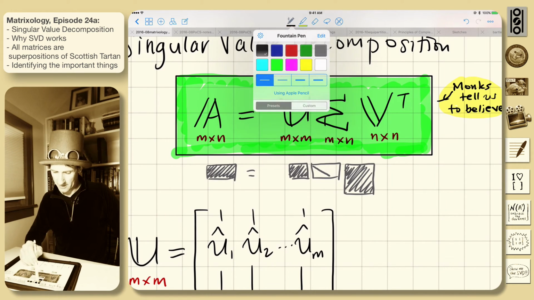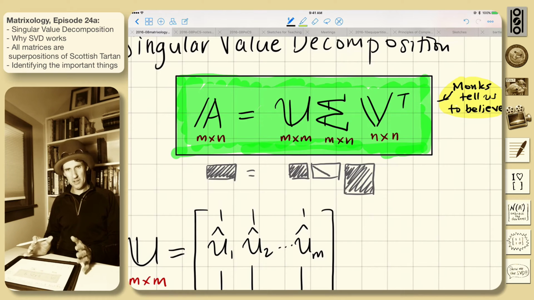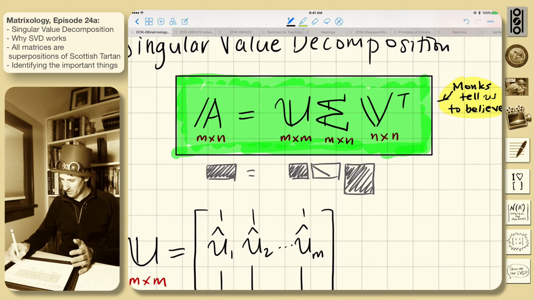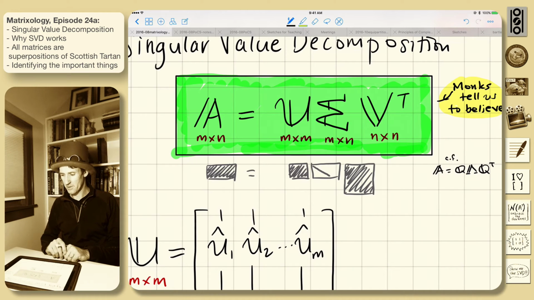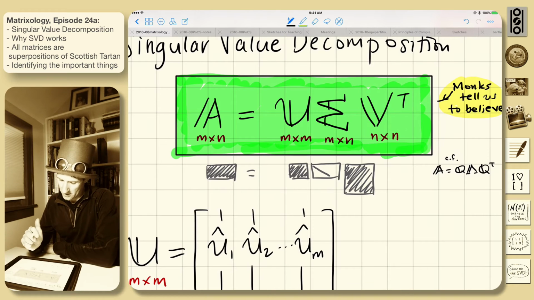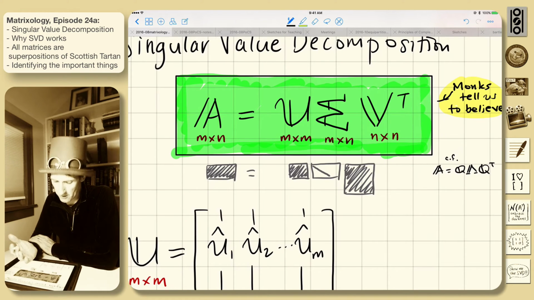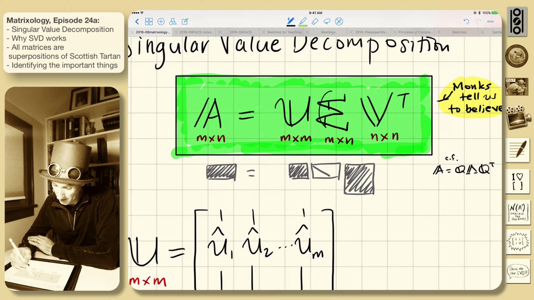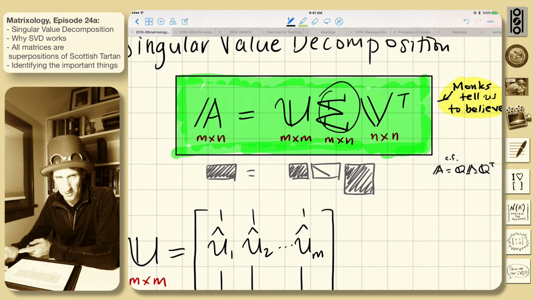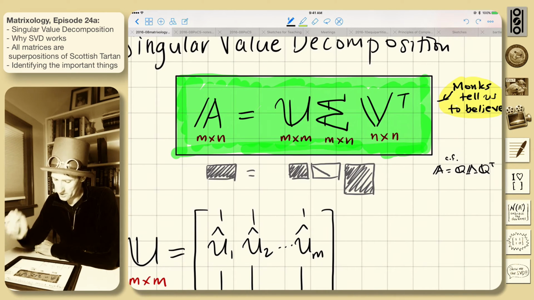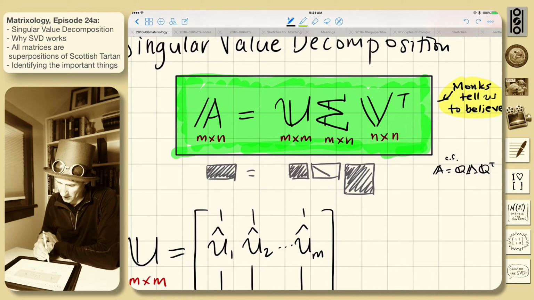Okay, so this is the business, right? Before we had things like A equals Q lambda Q transpose. Compare with this thing. So A is m by n in general. Sigma in the middle, capital Greek sigma, is m by n as well, right? So these are the same shape, and that's what this is supposed to be here.